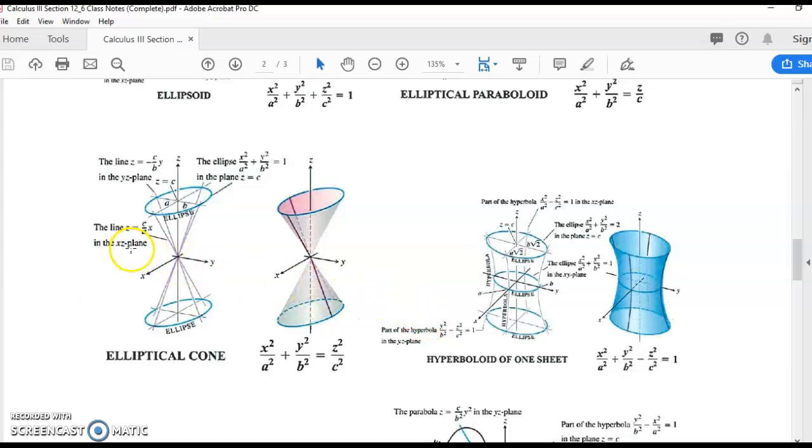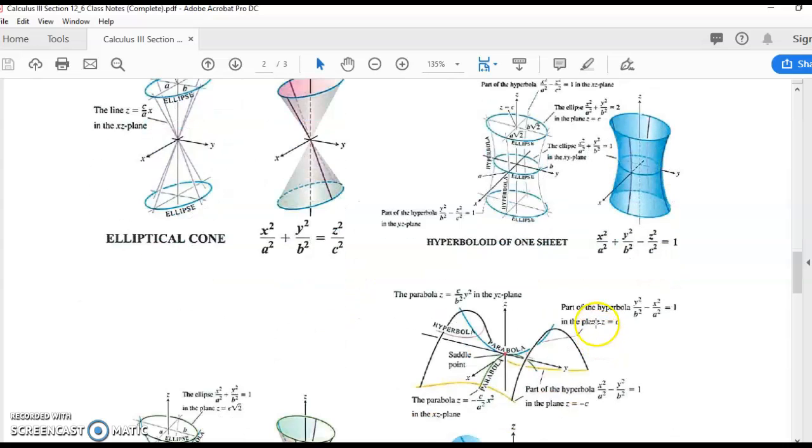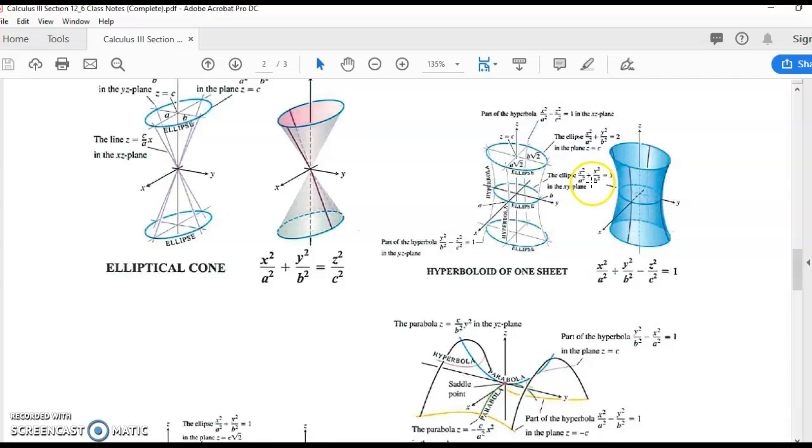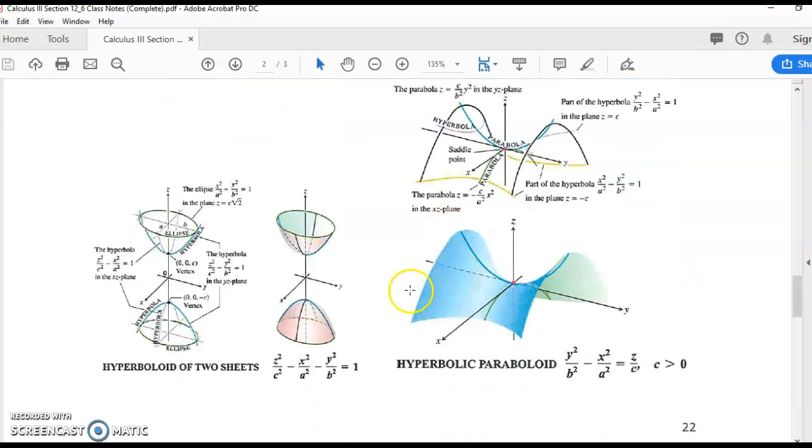This is an elliptical cone where instead of z equals x squared plus y squared with maybe constants underneath, we have z squared equals x squared plus y squared. So this traces out cones both above and below the z-axis. And then you have hyperboloids. You have a hyperboloid of one sheet, which has this general equation. You have a hyperboloid of two sheets, which has this general equation, and a hyperbolic paraboloid, which looks like a saddle, right?